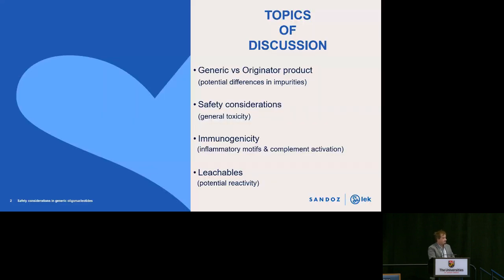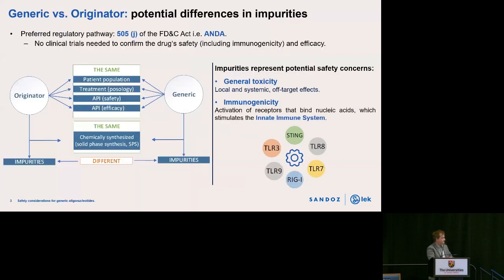So first, we will touch on the main differences between the generic and originator product, focusing on impurities. Then we will talk about safety considerations, general toxicity, and immunogenicity. And lastly, also touch on leachables as a special type of impurities.